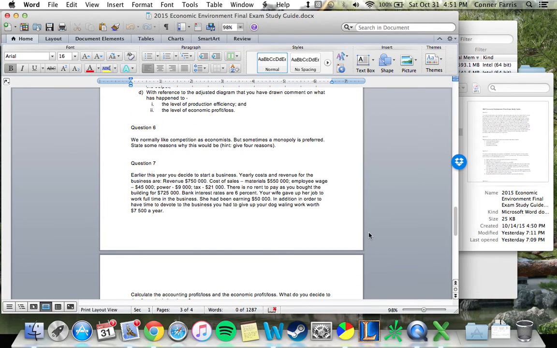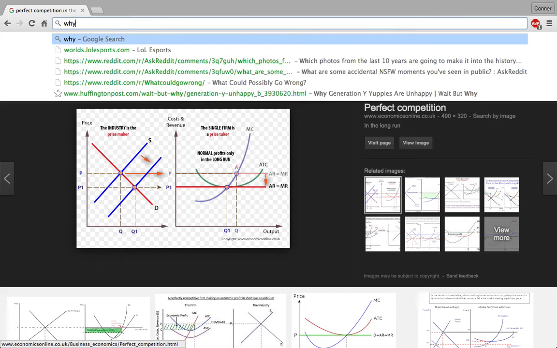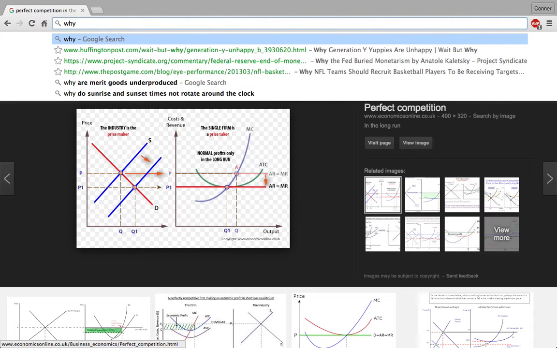Okay, so question 6. We normally like competition as economics or economists, but sometimes monopoly is preferred. State some reasons why this would be. All right, so hint, give 4 reasons. Originally, this test asked for 4 reasons. So let's just come up with some reasons. Why is monopoly good?